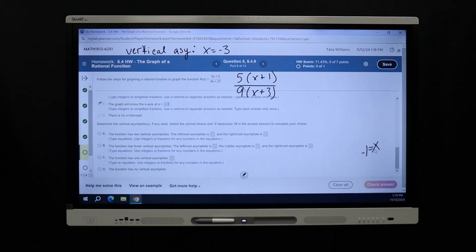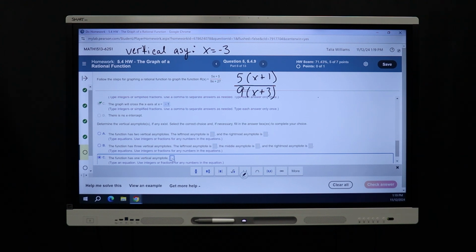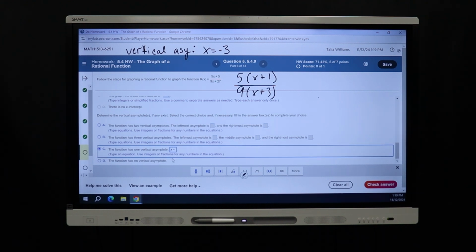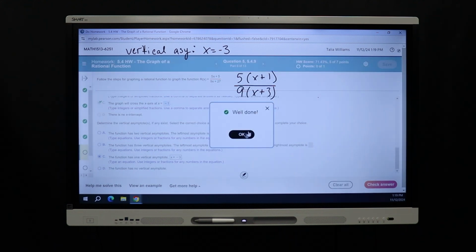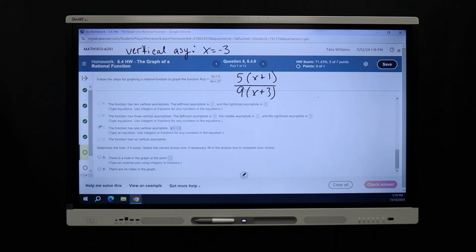Vertical asymptote, we found that. There, we just had 1, so not 2, not 3, just 1. You have to type the equation, so x equals -3. Then we're on horizontal, right. No, hole in a graph. So remember, hole in our graph would be if two of our factors lined up, and we have x plus 1 and x plus 3. They are not the same, so there's no holes.